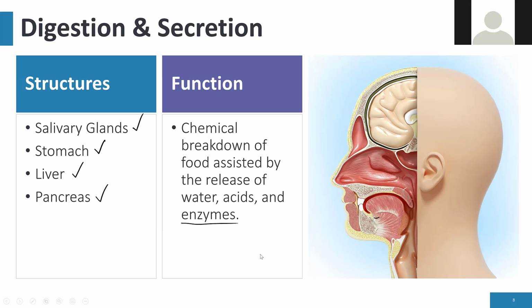So the digestion and secretion, again, the chemical breakdown of food, right? We just took that part. The chemical breakdown of food is digestion, and then assisted by the release of water and enzymes to do it is secretion, right? So chemically breaking down the food, assisted by the release of those substances designed to help us break down that food.